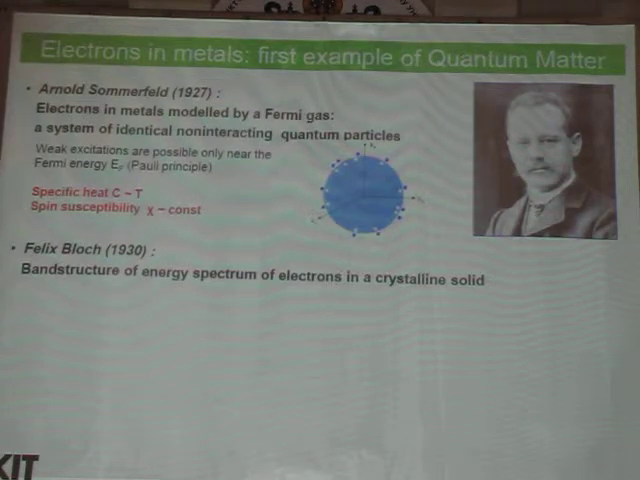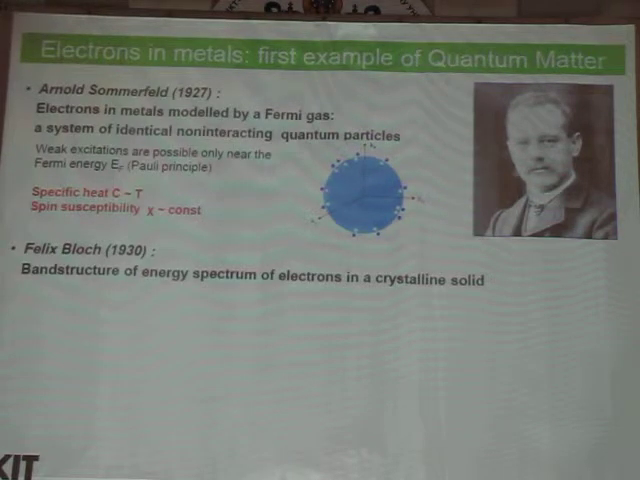Okay, so we have to add to this very, very simple model the consequences of the periodic potential formed by the ions. This has been done by Bloch, and then you get the band structure of the energy spectrum of electrons in the crystalline solid.